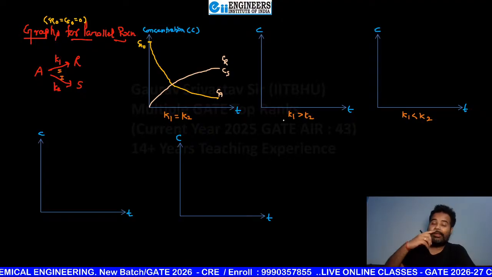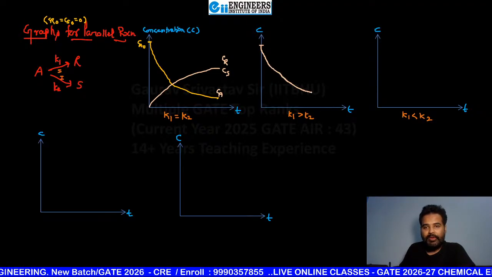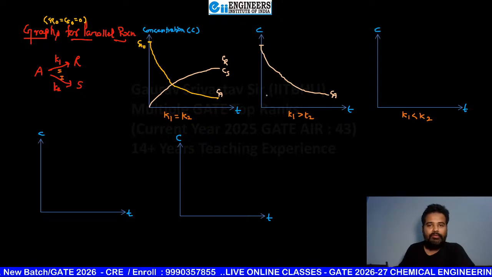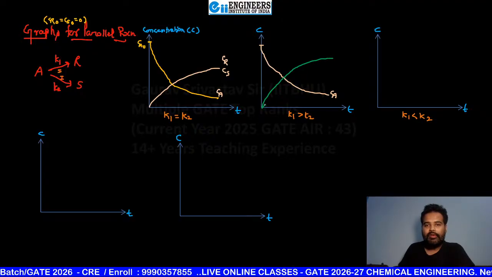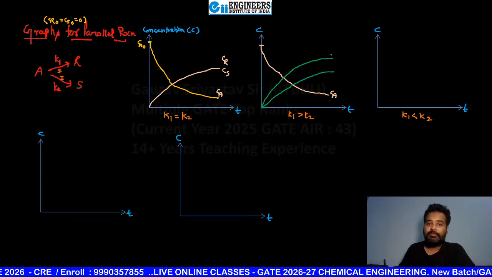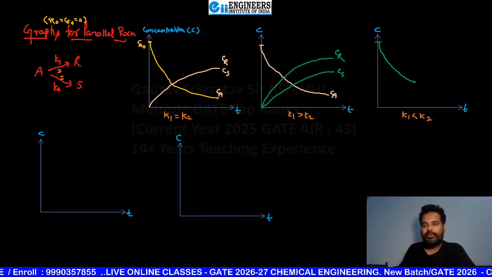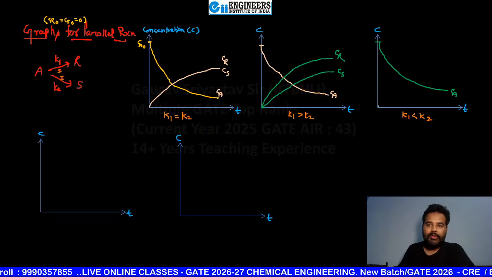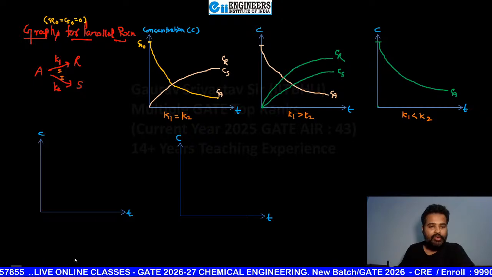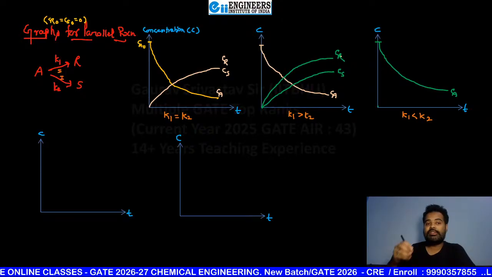But if K1 is more, that means the rate of formation of R is always more than S, and A is still the same in a similar manner. This is CA. But now R and S follow different paths. So clearly, if K1 is more, the formation of R is more. Here you can write CR, here CS. Similarly here, my dear students, A is always decreasing with respect to time. But for R and S, in this case, beta, K2 is more, that means the formation of S is more because both are first order. So K2CA versus K1CA, K2CA is more.